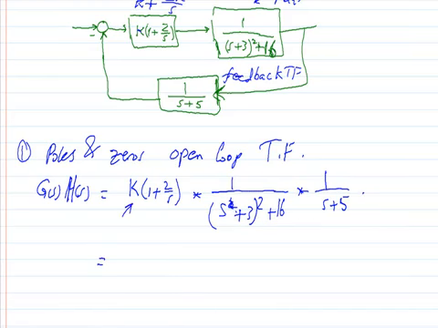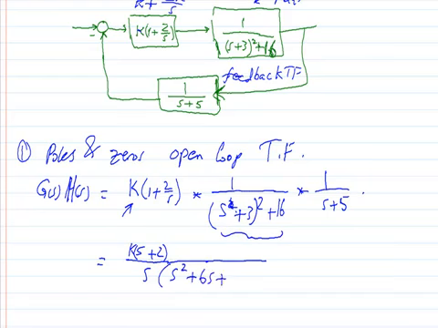I will write this one in simpler form. If we multiply the numerator and denominator by s, it's k(s + 2) over s, multiplied by 1 over, the denominator, if I open this, s square plus 6s plus 9 plus 16, it's s square plus 6s plus 25, multiplied by s plus 5.